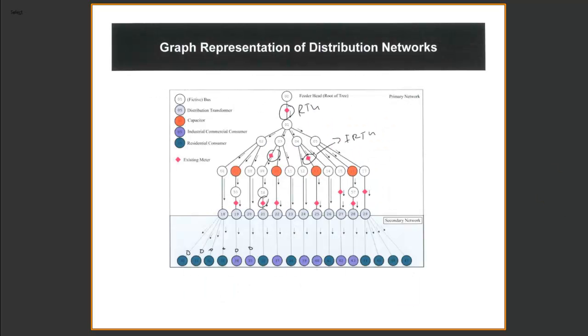This is a better picture than the last one, because it is more simplified, so you can see the important parts of the distribution network. As I said before, the distribution transformers, as I pointed here, 18, 19, 20, etc., and the rest of this is part of the secondary network, which we as consumers connect to through some of the distribution transformers.